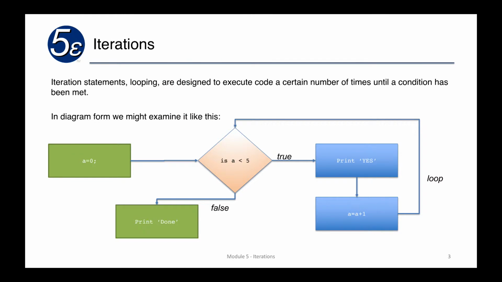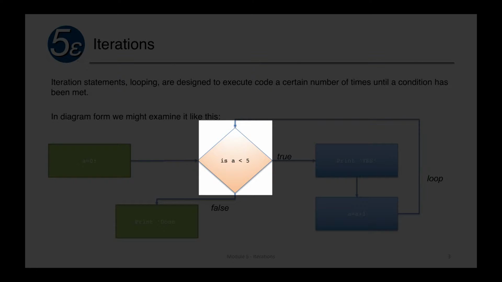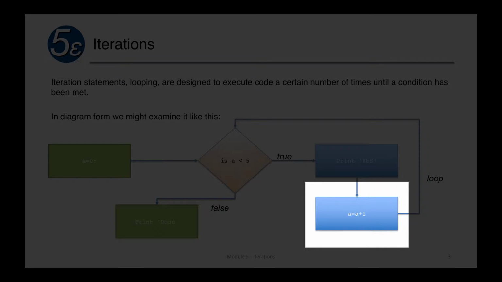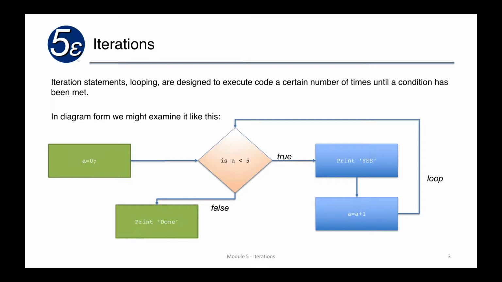We'll start with a variable a equal to 0. We will test to see if a is less than 5, which in this case it is. Since that's true, we will then print yes. I will then have an iteration statement, or an incrementer, that will add 1 to a. Once I have that, I will loop back to the condition to see if a is still less than 5. If it is, I will print yes and increment it again.